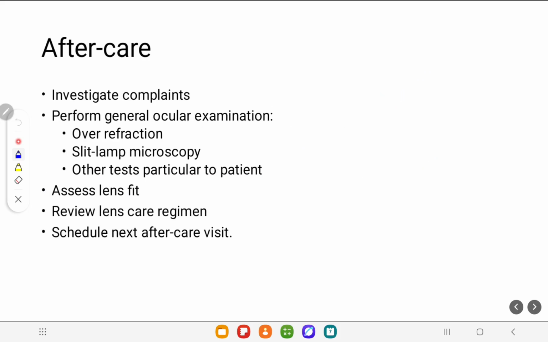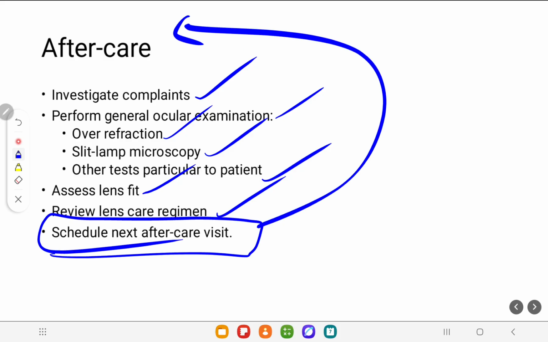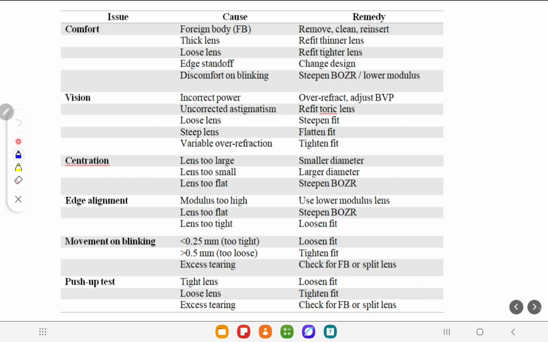So aftercare: definitely investigate complaints, perform general ocular examinations like over refraction, slit lamp microscopy, and others particular to the patients, assess lens fit, definitely review lens care regime, then schedule the next aftercare visit. Yes, next aftercare visit. So I think that's it. Now I'm going through a few tables to summarize all these things.